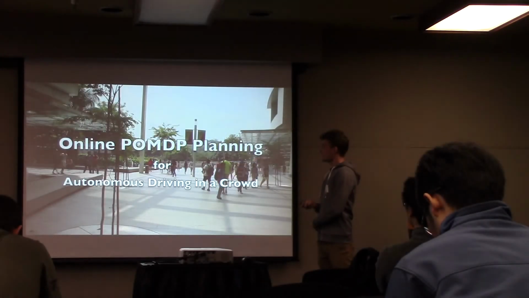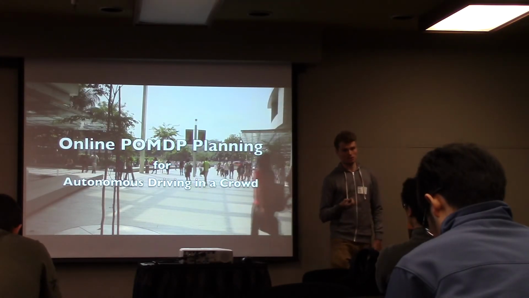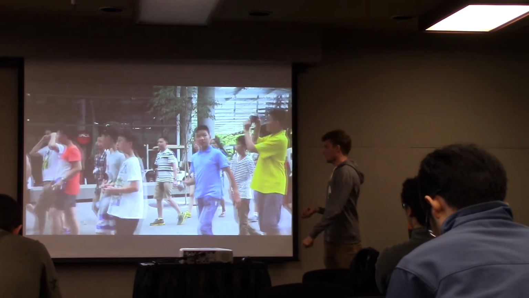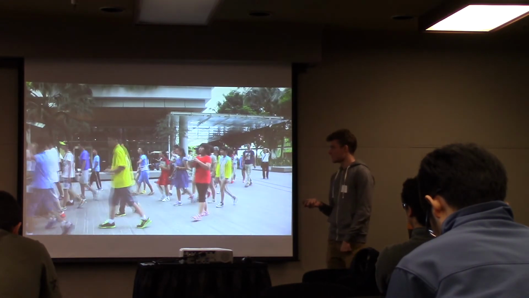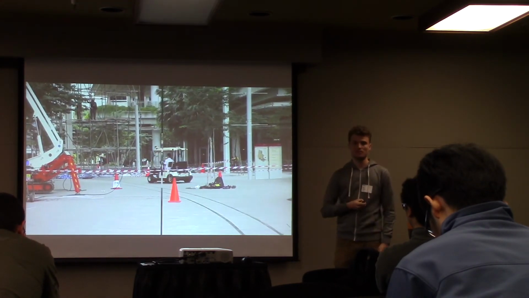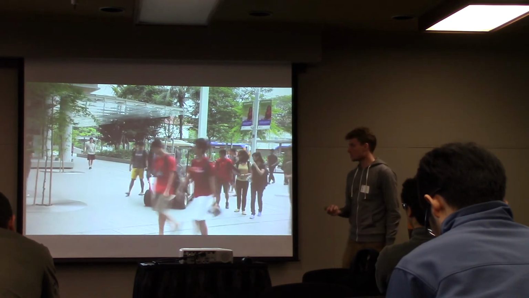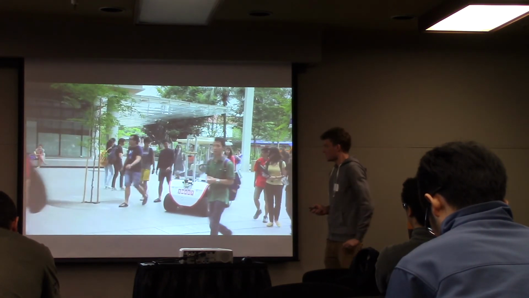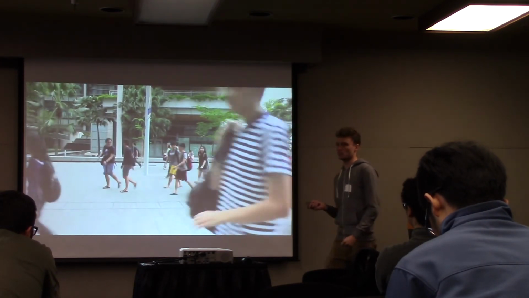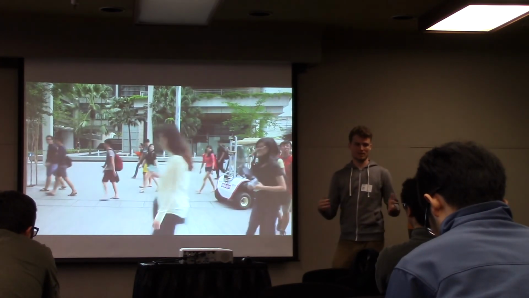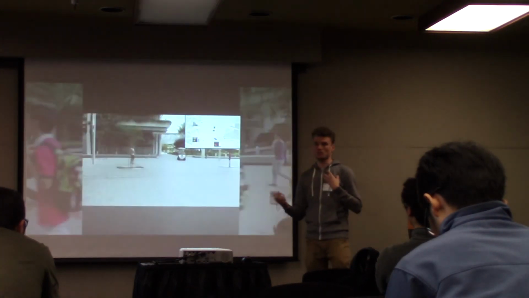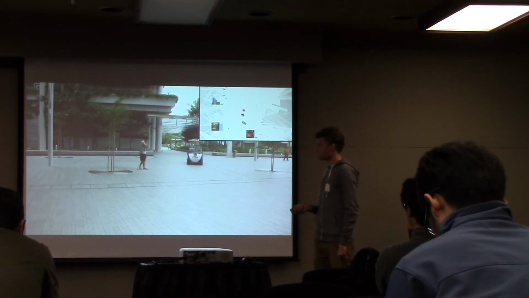We also applied DESPOT to a real-time robot control task of navigation among pedestrians. The main uncertainty in this task comes from the unknown intention of the people around. The robot, this one, is driving autonomously. It cannot be too careful. Whenever it sees a person, it will stop and never make progress. So it has to balance uncertainty.